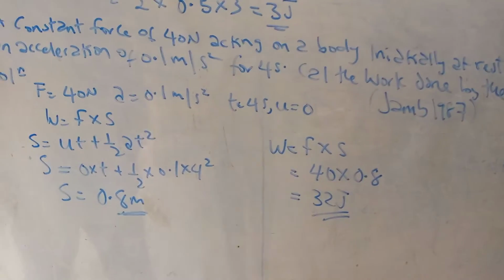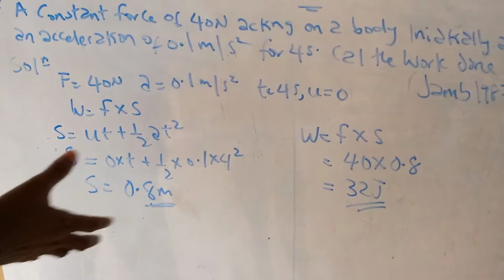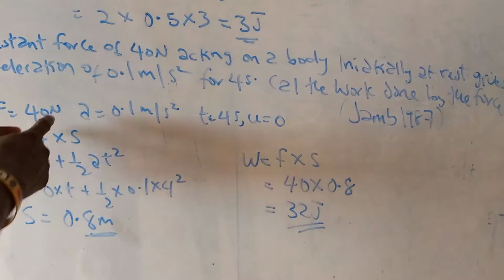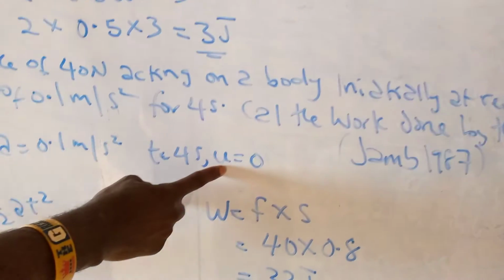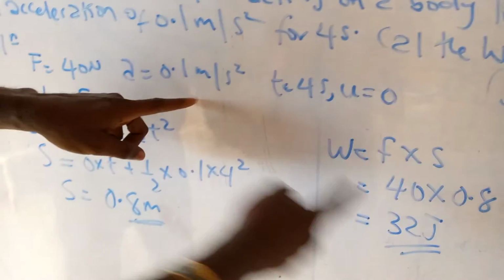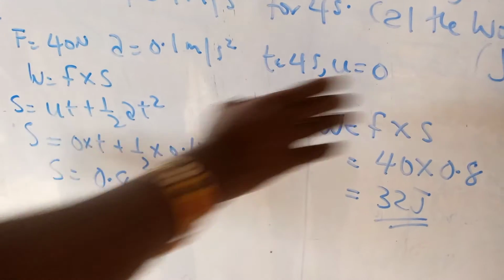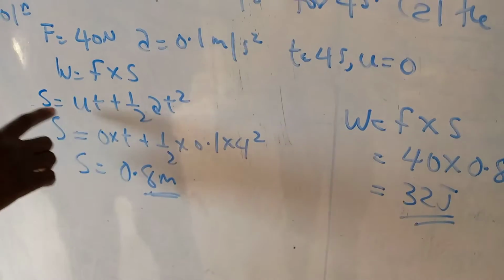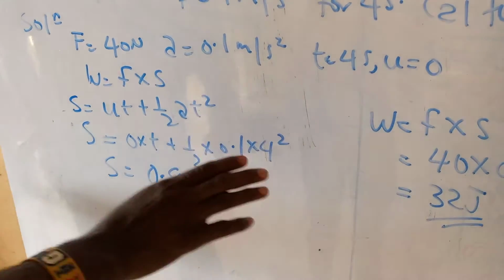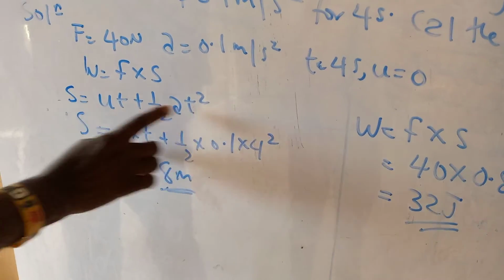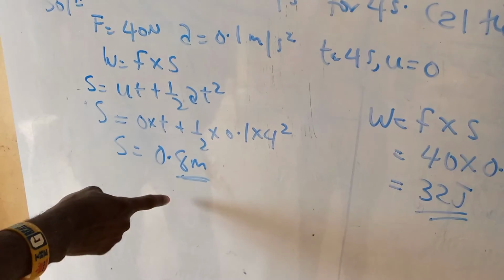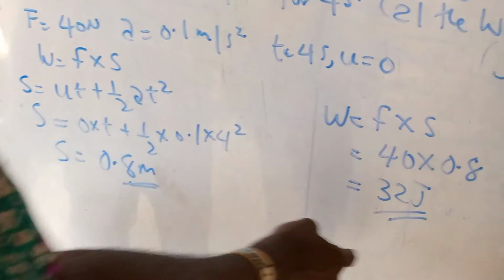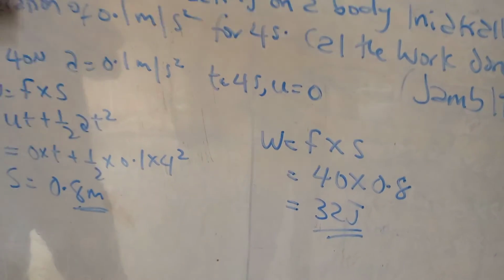Now, listen to me. Your parameters help you in physics. From these parameters, I knew what to do. I have force, I have acceleration, I have time. And they said it was at rest, so I knew initial velocity is 0. But there's no distance, and I know work is force times distance. So the first thing I need to do is to find distance. Distance equals ut plus half at squared. So this is 0, this is 16, multiplied by 0.05, it gives you 0.8. 0.8 times 40 gives you 32 joules. And I hope you understand this.